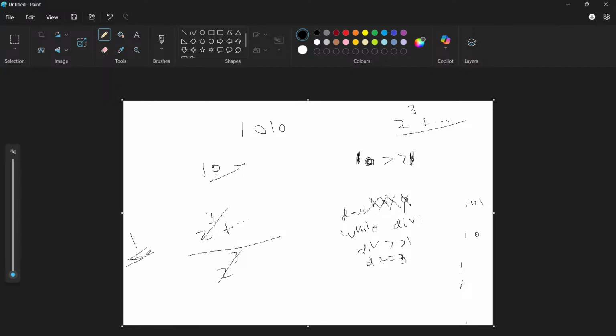Is that how we solve it? Now let's take this as 3. Okay, one example is done. Now let's take 3. So what is 3? 1 1 0? This is 3, right?